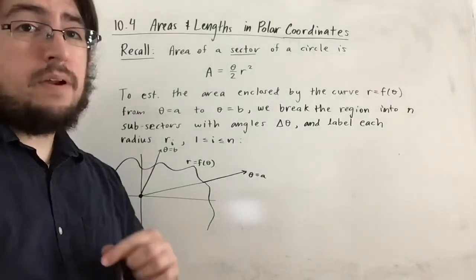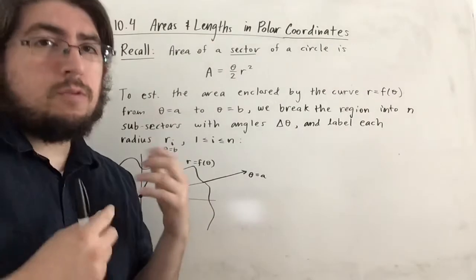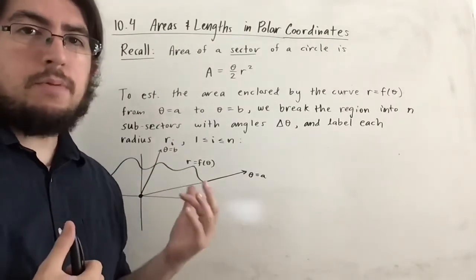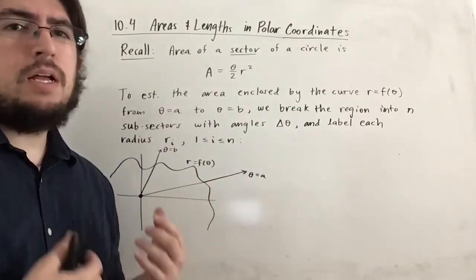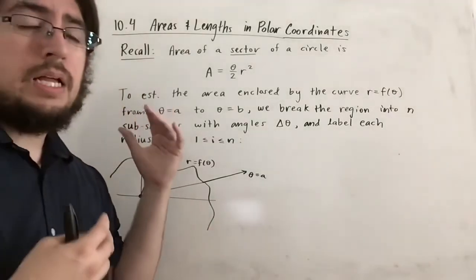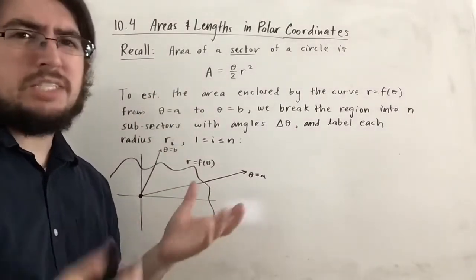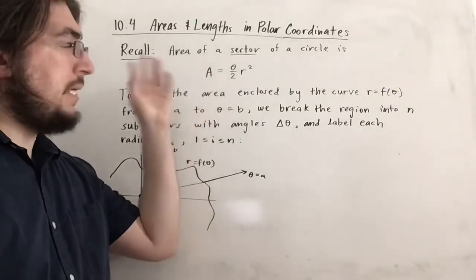Everyone, this is 10.4 where we discuss areas and lengths in polar coordinates. Now, of course, to discuss the area in polar coordinates, it'll involve an integral, but to actually see what the integral is, we first have to start off with something a little more simple, and we need to recall what the area of a sector of a circle is from trigonometry, or I guess geometry, and it's basically this.